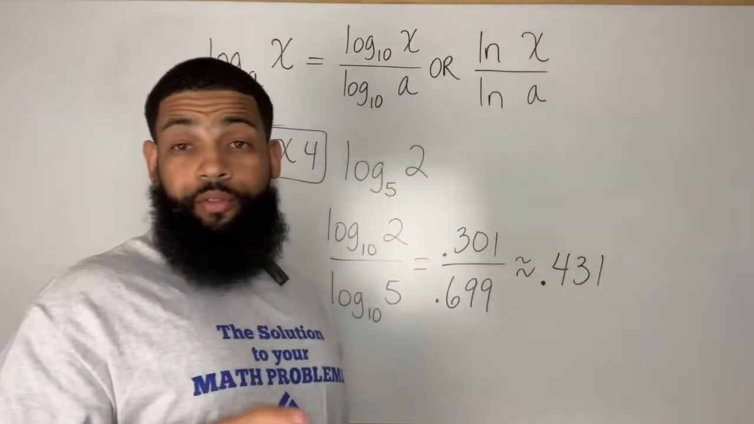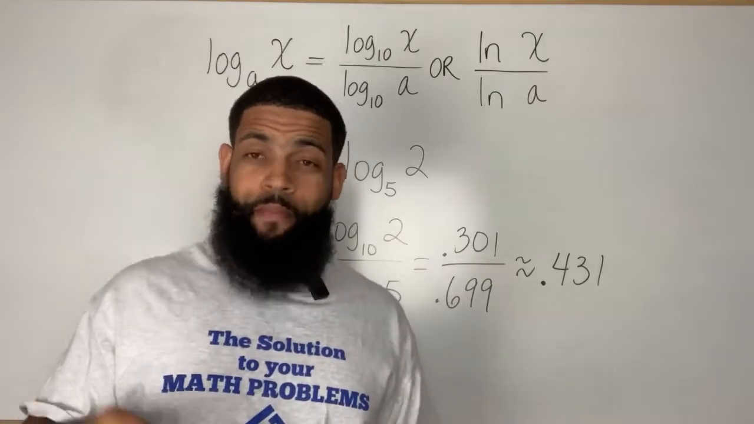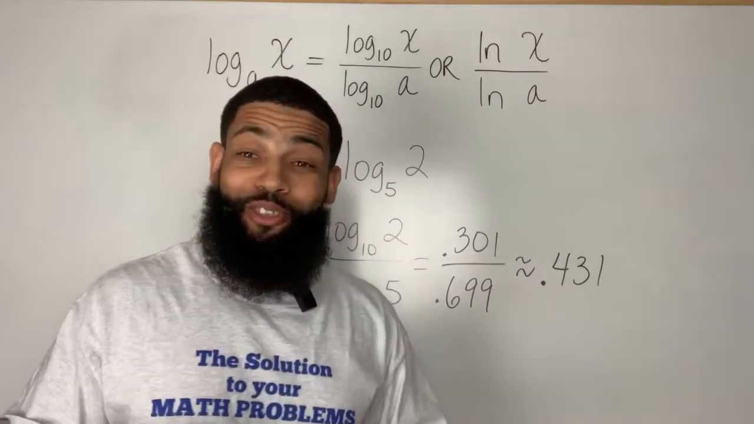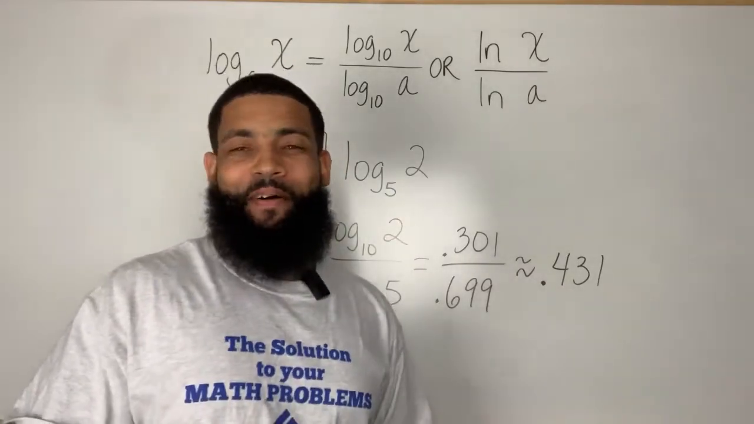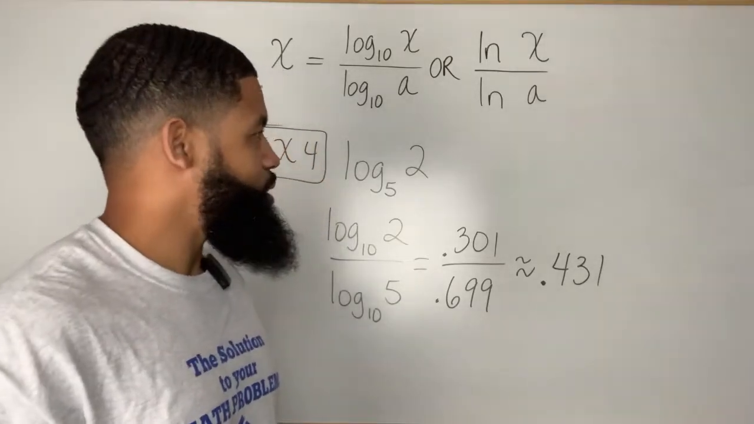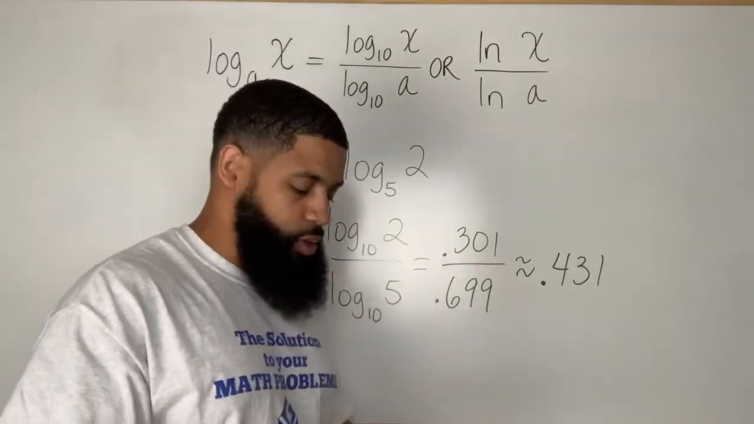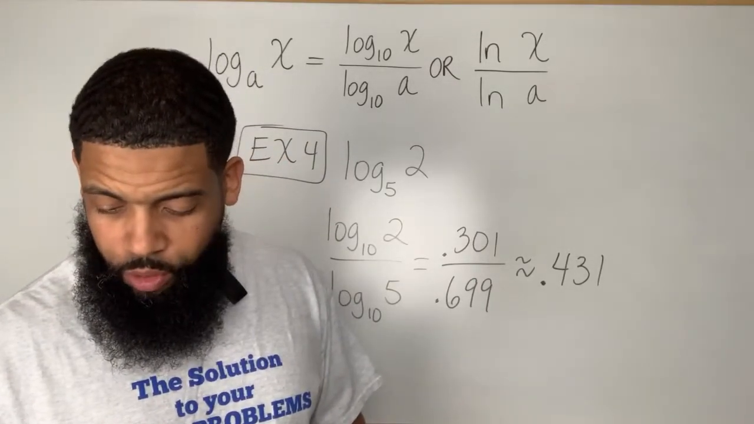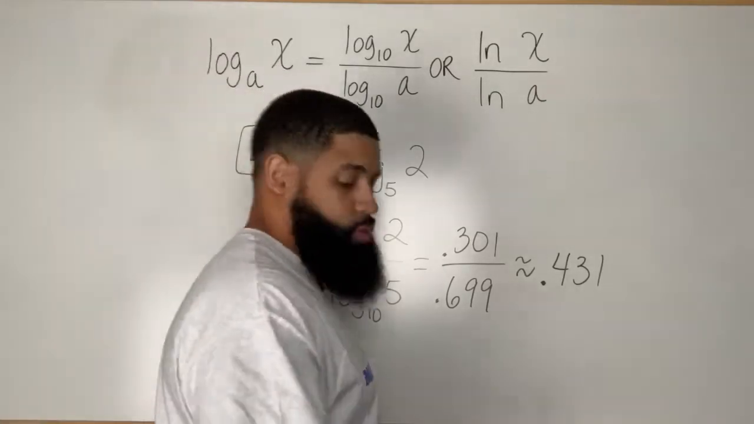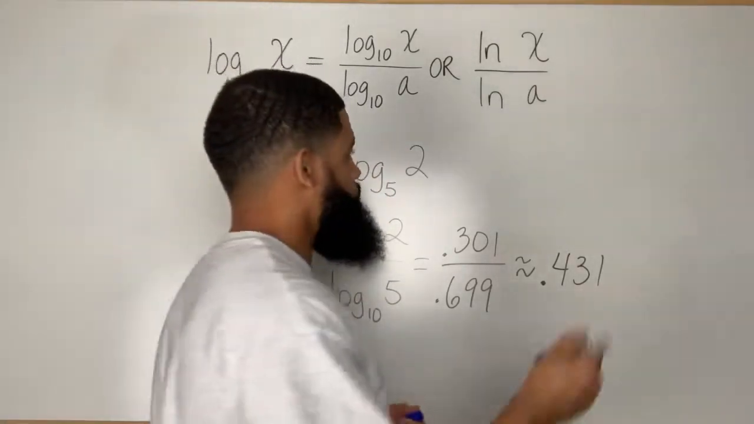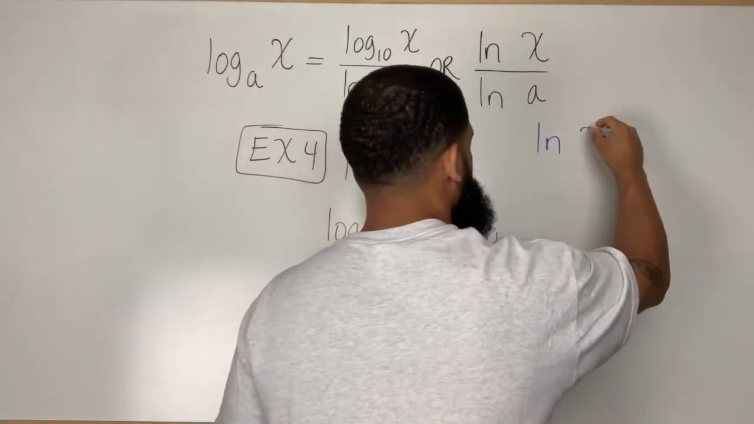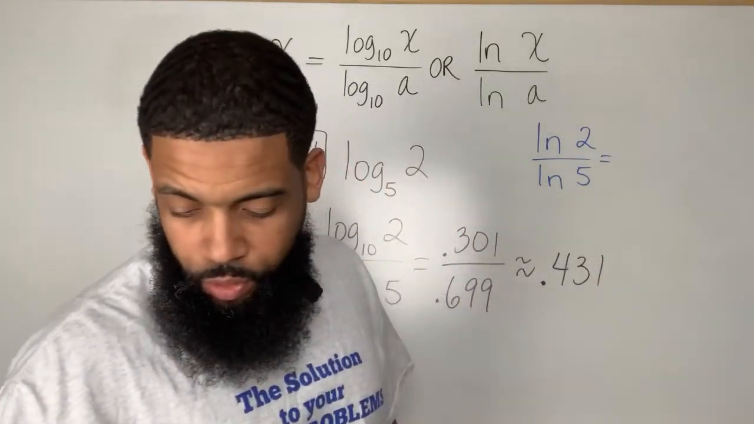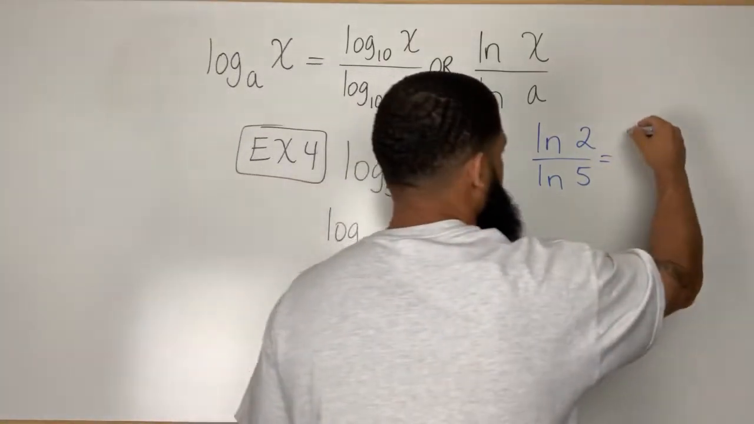0.431. Now, you all have to forgive me because I technically should not be saying point, but for the sake of time and so that I don't have to say 431 thousandths, but you guys kind of get the drift. And once again, we can still do the natural log of 2 divided by the natural log of 5. And I'm going to just go ahead and give you that information. The natural log of 2 is 0.693.